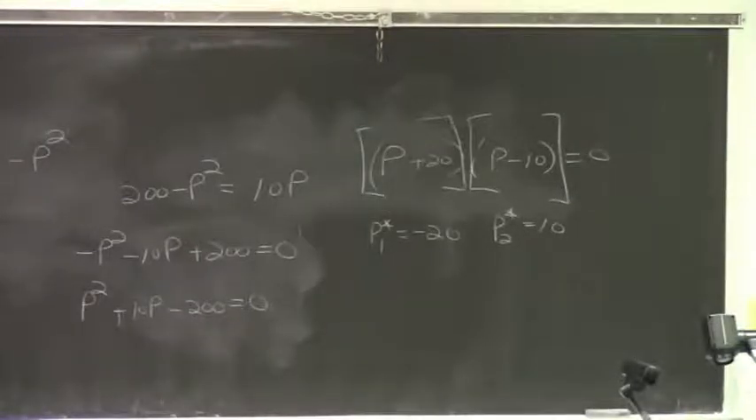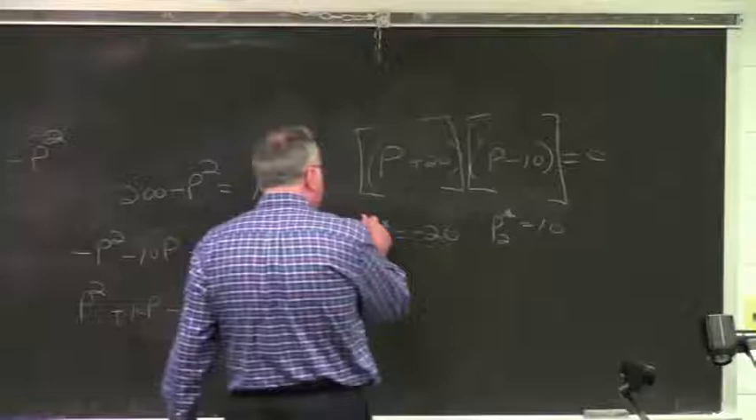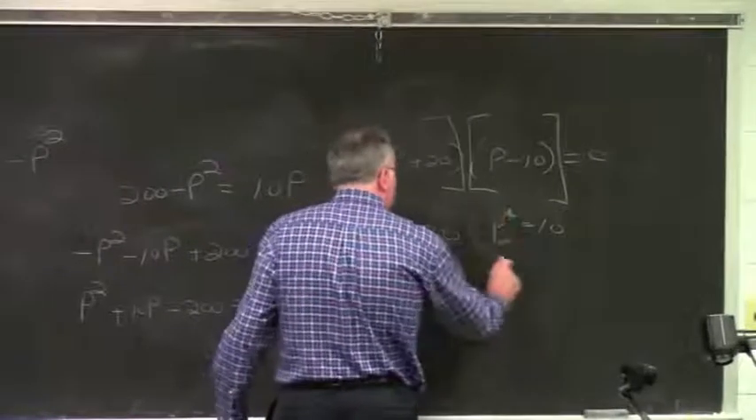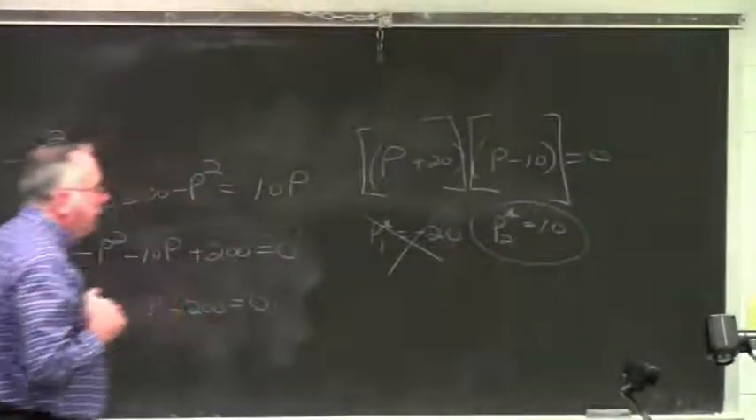Since we can't have negative prices in an economic problem, we'll just scratch this one out. It's not economically relevant. So this is our solution. The equilibrium price is 10.